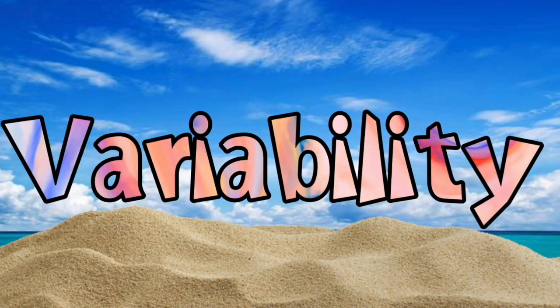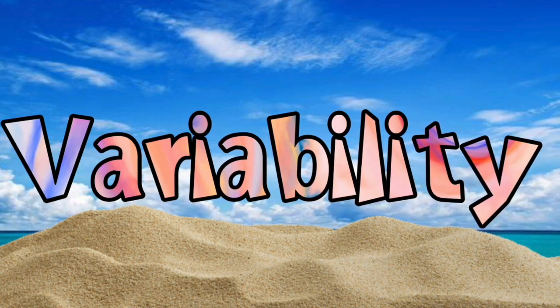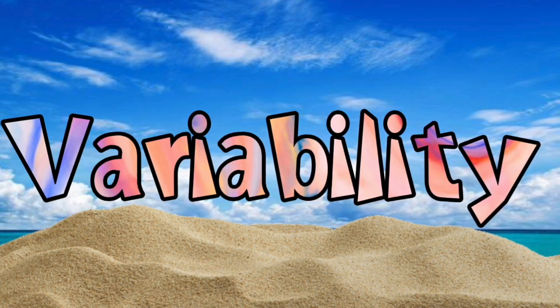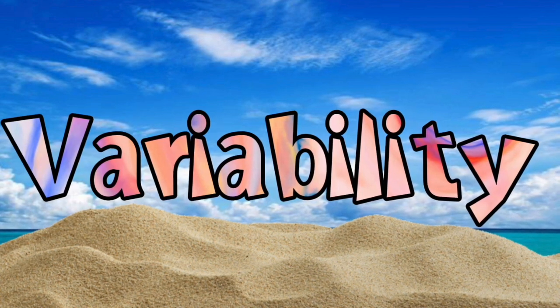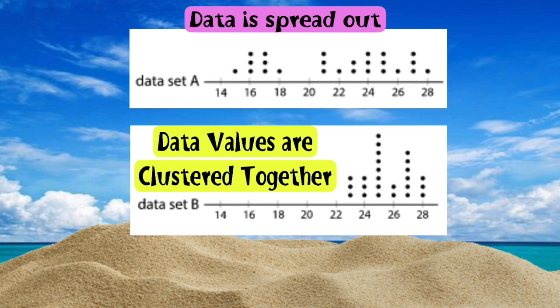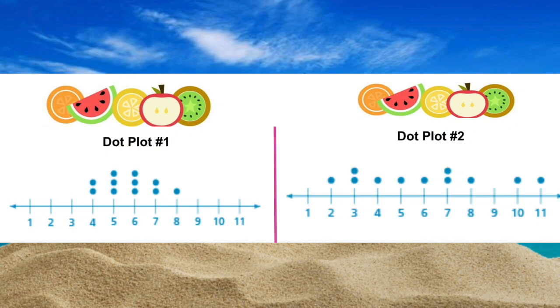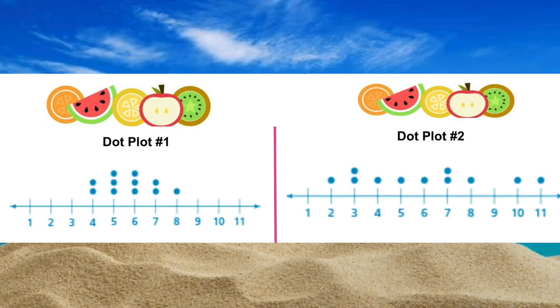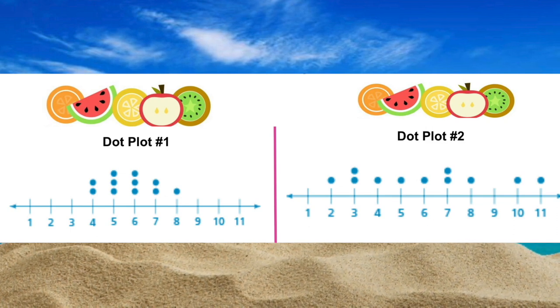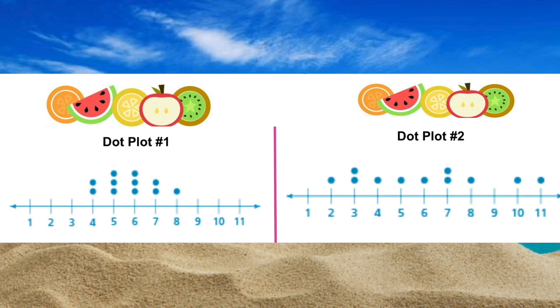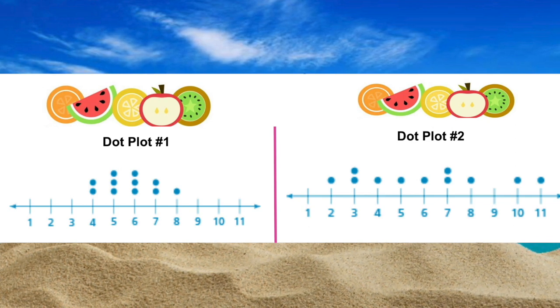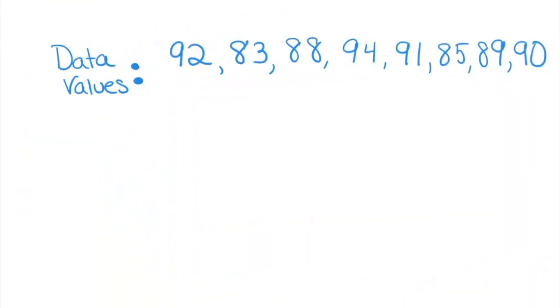And variability is just referring to the spread of the data, how clustered together the values are, or how spread out they are. So if there's a high variability, then your data is very spread out. But a low variability would mean that your data is very clustered together. Let's take a look at these 2 dot plots. On the one on the left, you can see that the data is very clustered together, hence low variability. And on the second one to the right, you see the data is very spread out, hence showing a high variability. Okay, so now we're ready to get started.